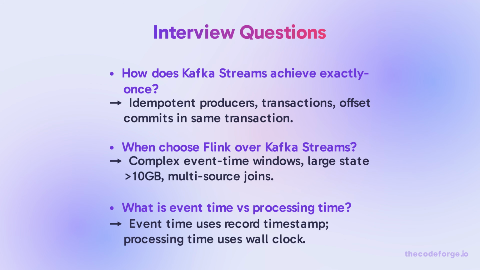Let's run through some common interview questions. How does Kafka Streams achieve exactly-once? Idempotent producers, transactions, offset commits in the same transaction. When to choose Flink over Kafka Streams? Complex event-time windows, large state over 10 GB, multi-source joins. What is event time versus processing time? Event time uses the record timestamp. Processing time uses the wall clock.